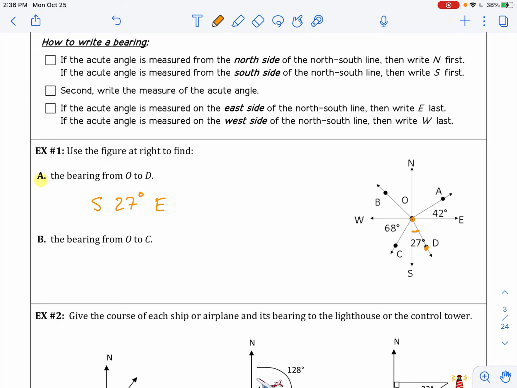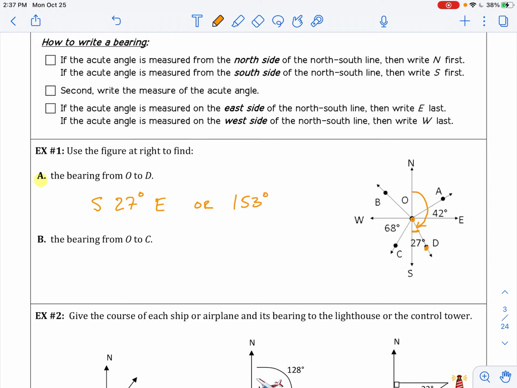Now, if we do it that way, what would be the degree rotating around this way? So if you look at it here, it's south 27 degrees east. If you come from the north, you could also come around this way and say it's 153 degrees this way. Again, if we go clockwise, that would be 153 degrees from north.